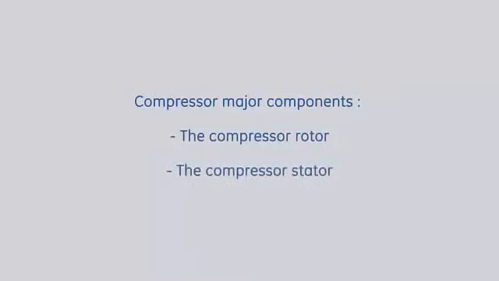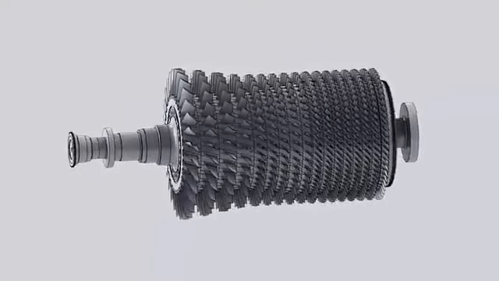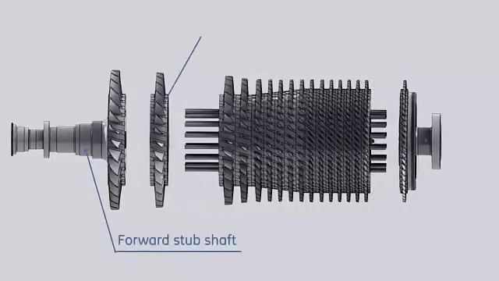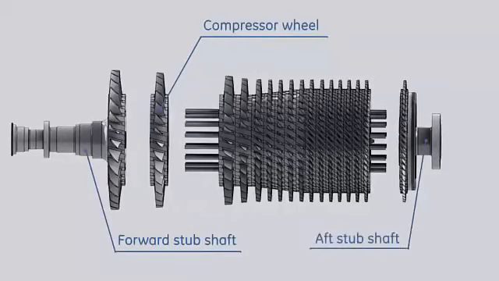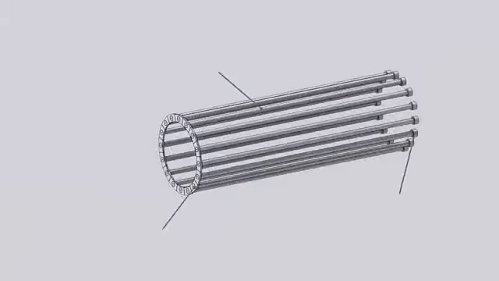The compressor consists of two major components: the compressor rotor and the compressor stator. The compressor rotor has 17 stages of rotating blades. It is assembled of 15 individual wheels and 2 stub shafts. All wheels are held together with 16 tie bolts and nuts.